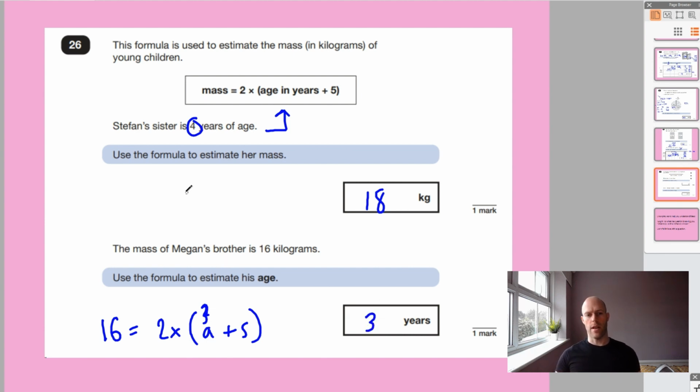And it makes sense as well if we think about it. Stefan's sister is 4 and she's 18 kilograms. So we're expecting somebody less than the age of 4, aren't we? Because if Megan's brother is 16 kilos, using the formula, he should be less than 4. So it isn't like in most trial and error situations where you have to try loads and loads. We only have to do 3. That's the end of the reasoning paper.